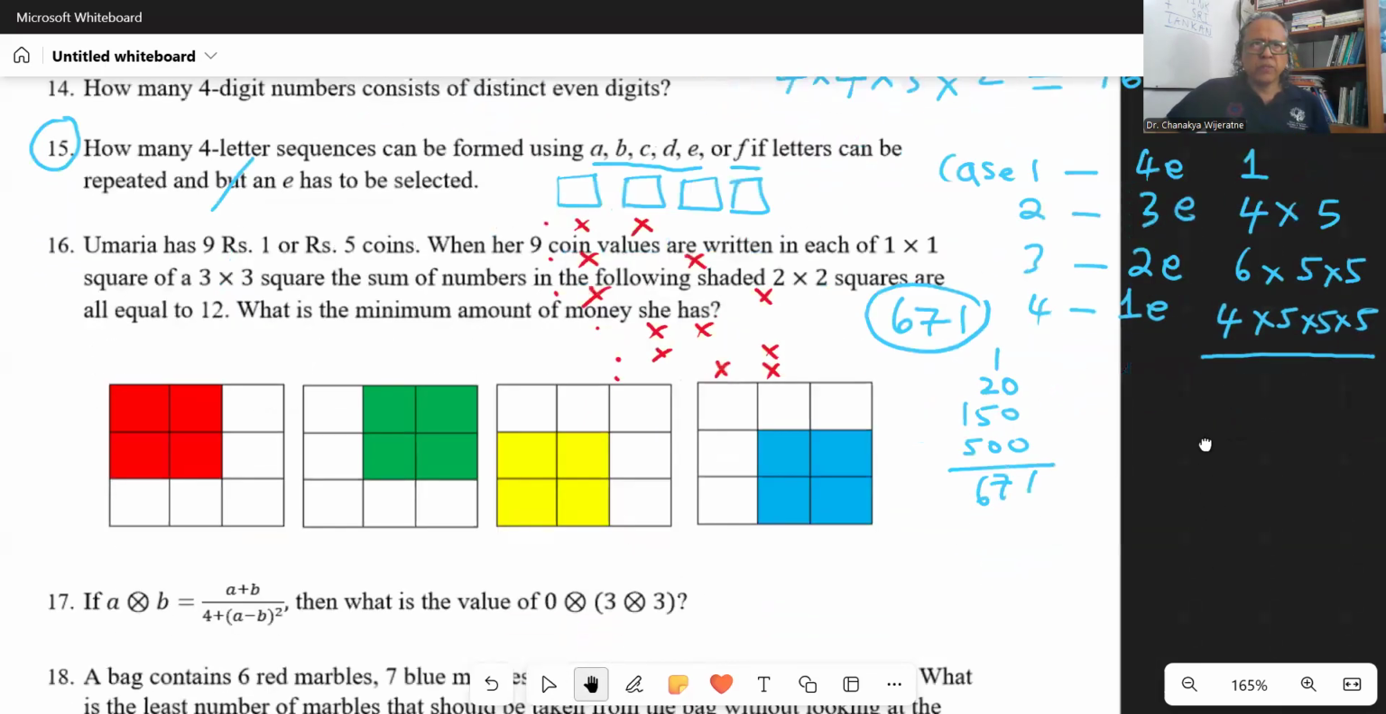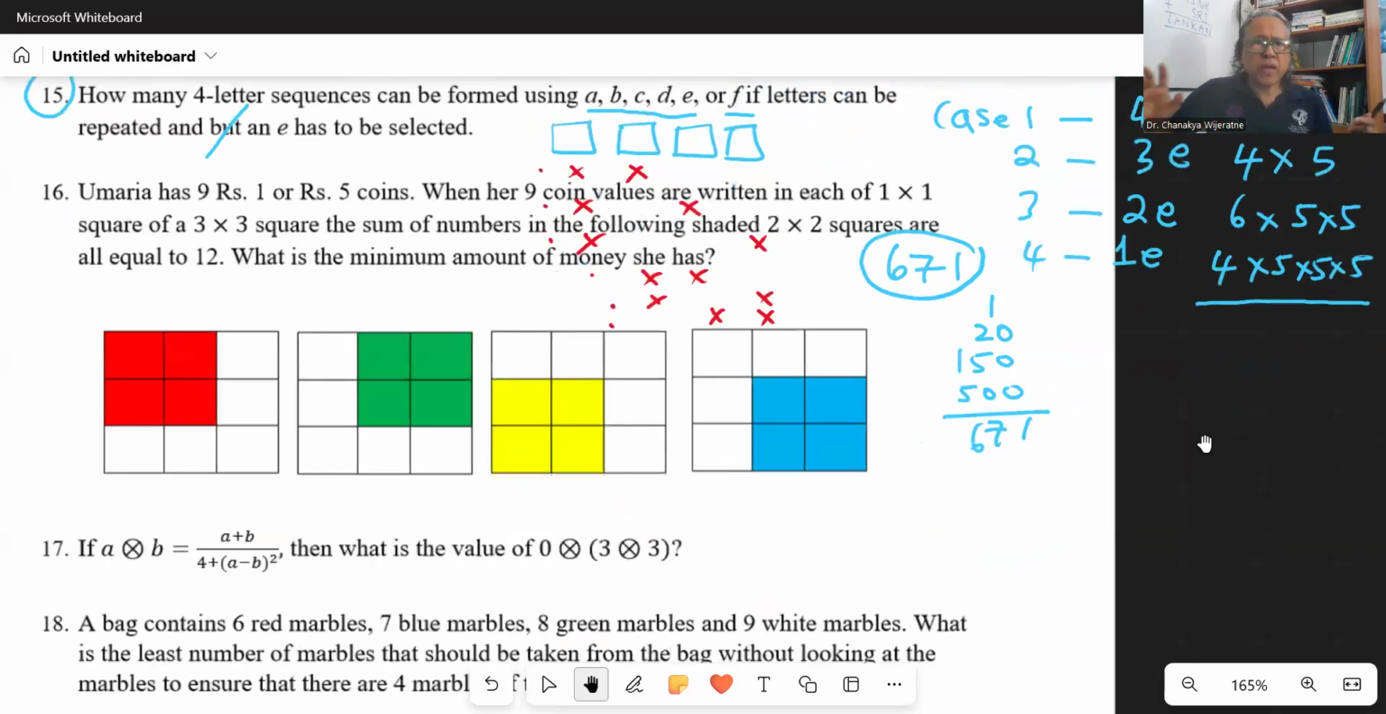Okay. Number 16. Maria has 9 rupee 1 or rupee 5 coins. We don't know exactly how many of each she has. When her 9 coin values are written in each of the 1 by 1 squares of a 3 by 3 square, the sums of the numbers in the following shaded 2 by 2 squares are all equal to 12. What is the minimum amount of money she has?